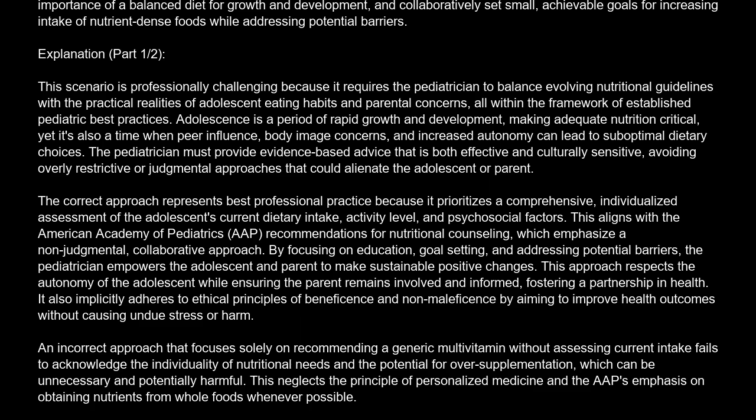An incorrect approach that focuses solely on recommending a generic multivitamin without assessing current intake fails to acknowledge the individuality of nutritional needs and the potential for oversupplementation, which can be unnecessary and potentially harmful. This neglects the principle of personalized medicine and the AAP's emphasis on obtaining nutrients from whole foods whenever possible.